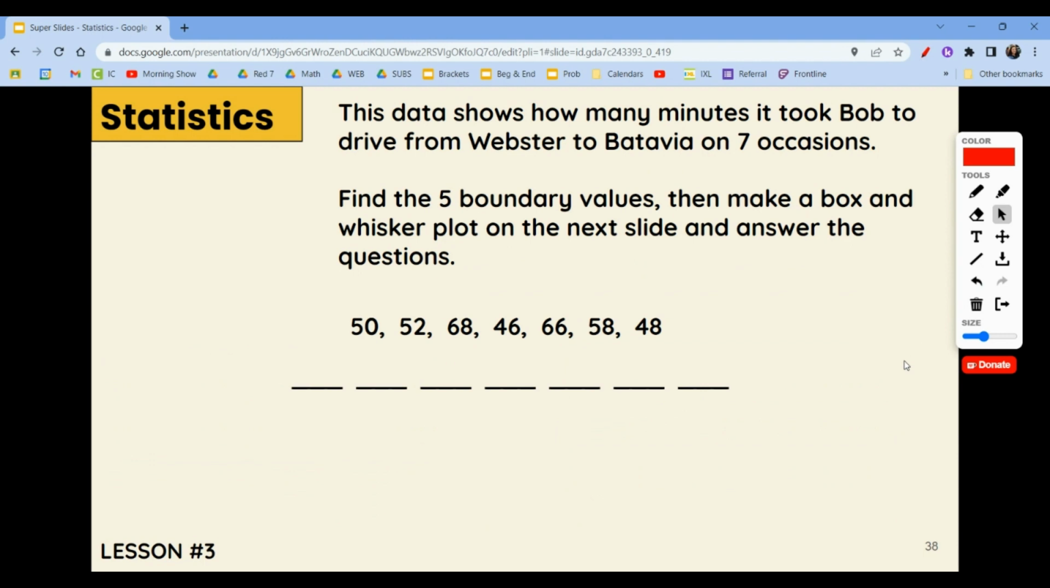This data shows how many minutes it took Bob to drive from Webster to Batavia on 7 occasions. Find the 5 boundary values, then make a box and whisker plot on the next slide and answer the questions.